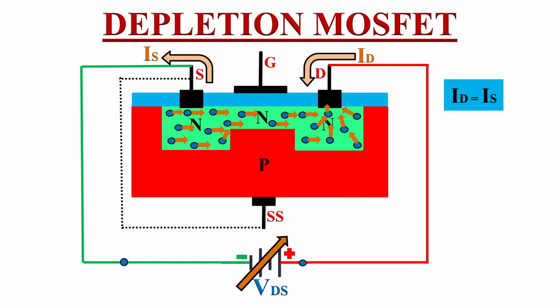If we keep on increasing the voltage VDS between drain and source terminals, the electrons will move faster from source terminal to drain terminal because of the increase in repulsion from source terminal and increased attraction from drain terminal, which means the current flow increases in the depletion MOSFET.